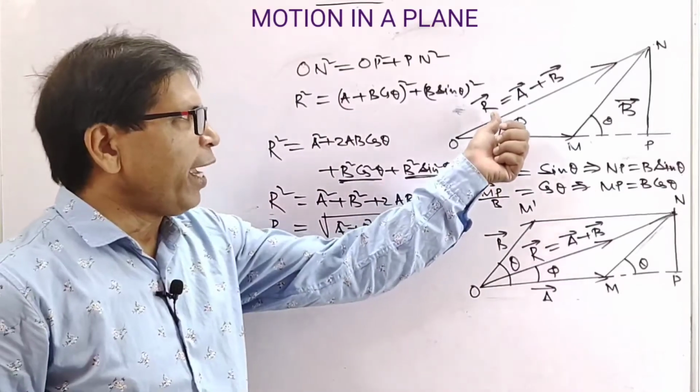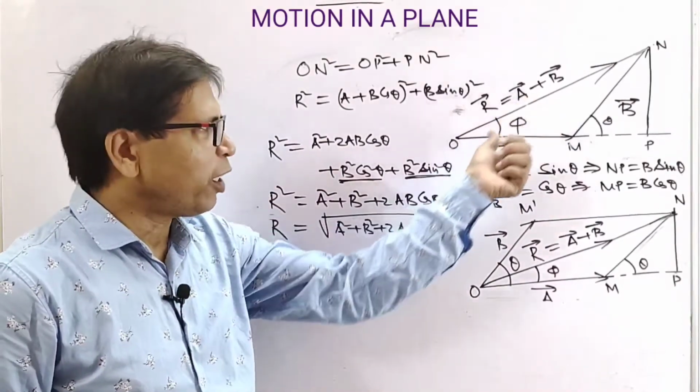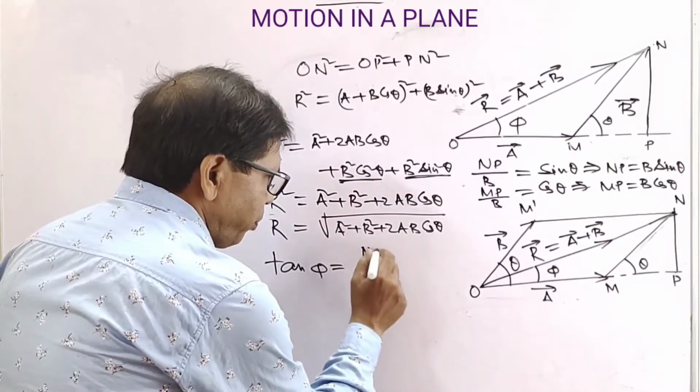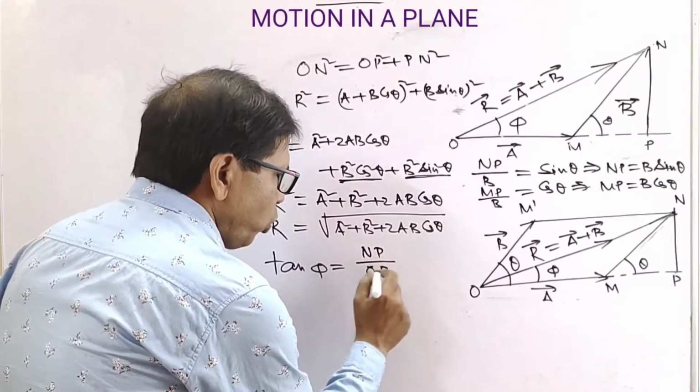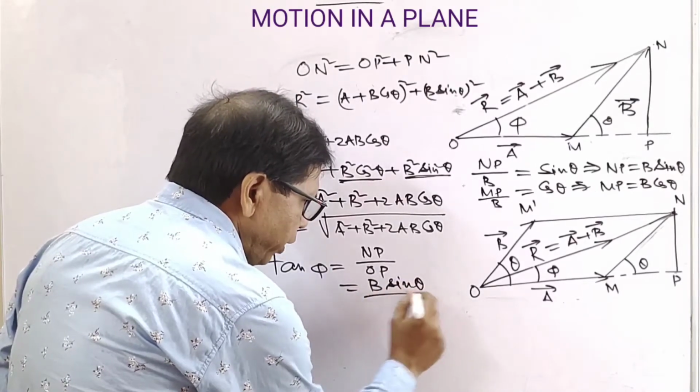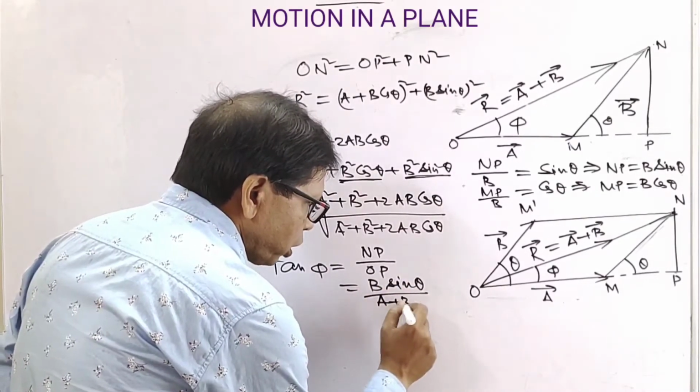Phi is the angle made by the resultant vector with A vector. So tan phi equals NP by OP. So tan phi equals B sin theta divided by A plus B cos theta.